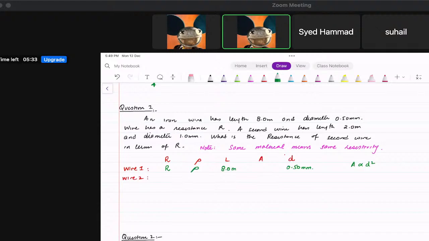Then fill in the information given for the second wire. The second wire has a length 2, so I'm going to write 2, and the diameter of 1. Oh, I had to write 0.25. Resistivity is the same because it's the same material. Now 1 squared is just 1, so I'm going to write 1 here. I want to find the resistance of the second wire in terms of R. Do you guys understand?